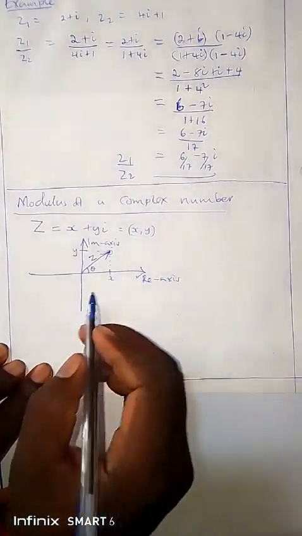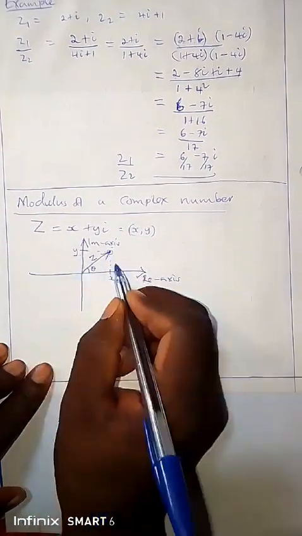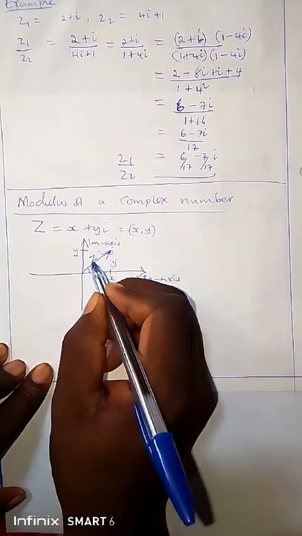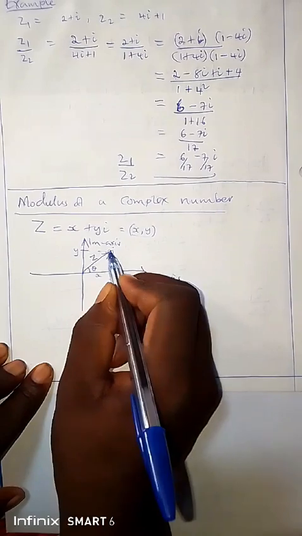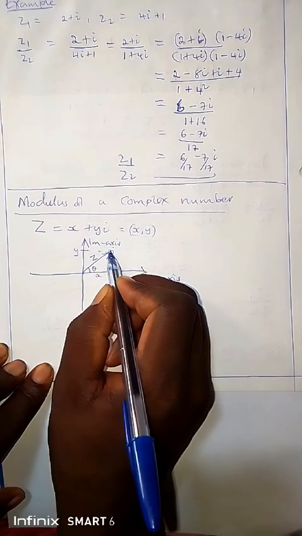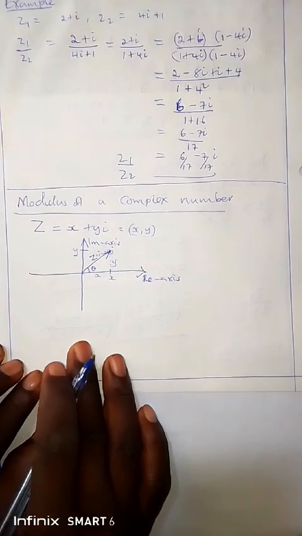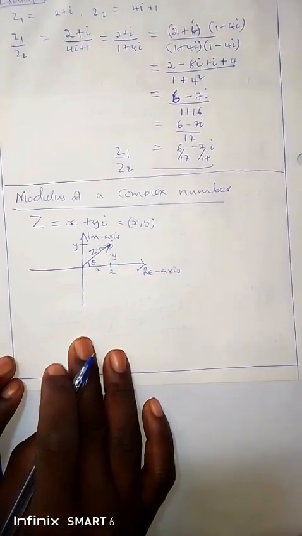Now from here up to here is y, and from here up to here is x. This is r. From here up to here is what we call the length of the complex number, and we always denote it as r. Now in this case, what do we do?